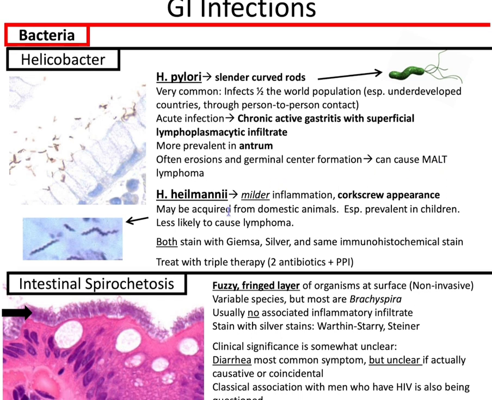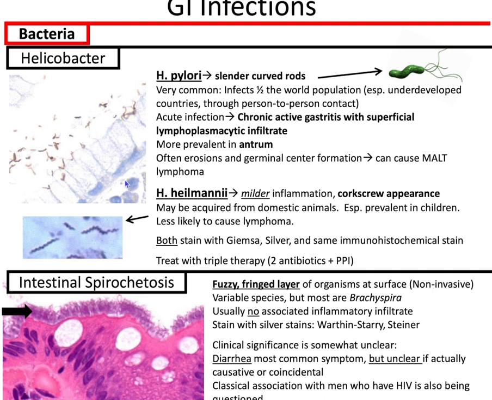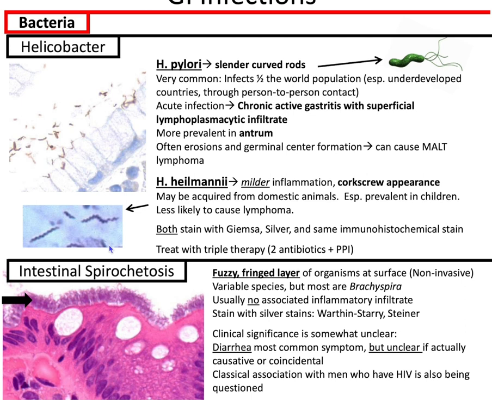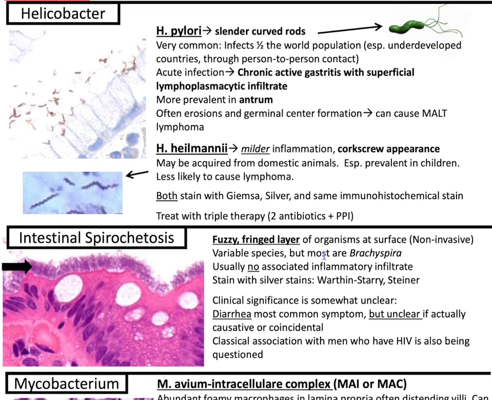Helicobacter heilmannii is a milder inflammation. It's longer. My staff say H. pylori look like seagulls; these look like a corkscrew appearance, may be acquired from domestic animals, especially prevalent in children, less likely to cause lymphoma. Both stain with Giemsa, silver, and the same H. pylori stain. And you want to treat with triple therapy, 2 antibiotics and a PPI. Of note, if the patient has a history of treated H. pylori and they still have H. pylori, sometimes they can be deeper in the glands, so just an FYI.